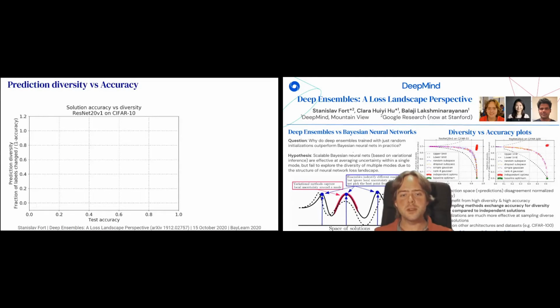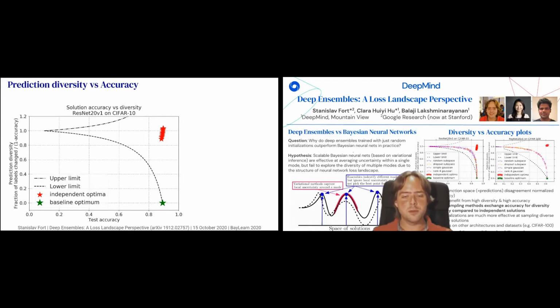What we're plotting right now is the trade-off between prediction diversity and accuracy. On the x-axis we're plotting test accuracy, and on the y-axis diversity as compared to a reference solution. The reference solution is a single ResNet-20 trained on CIFAR-10 to 90% test accuracy, and compared to itself, it's got zero diversity, so it's on the y-axis at 0. When we add independently initialized and trained solutions, we can see that they have roughly the same test accuracy on the x-axis, but on the y-axis they're quite high up. That means they're quite diverse as compared to the green star solution. We can add the lower limit and the upper limit that comes from theory.